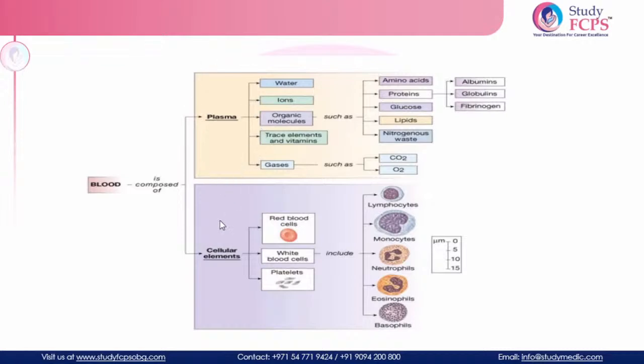So let's come to the cellular components. Cellular elements are three types of cells: RBCs, white blood cells, and platelets. The disorders which affect the red blood cells are usually anemias and polycythemias.